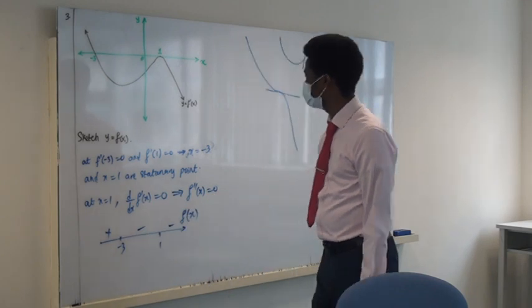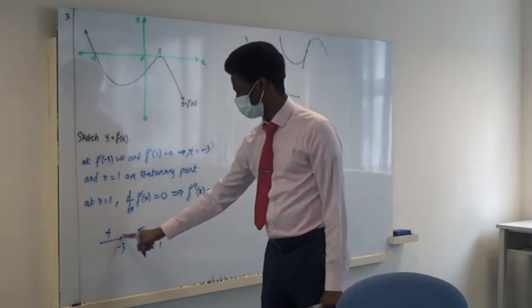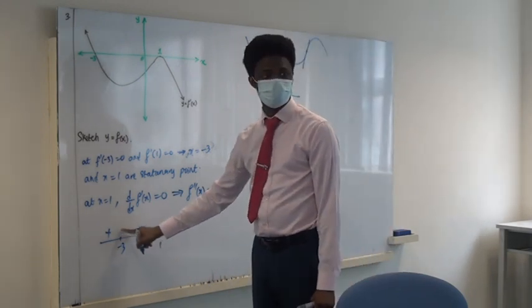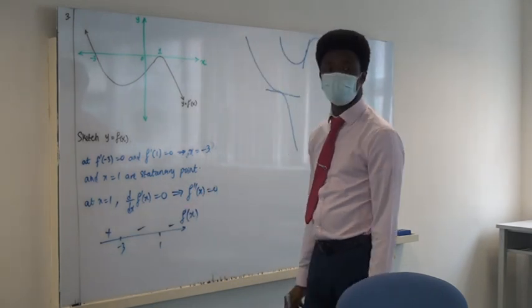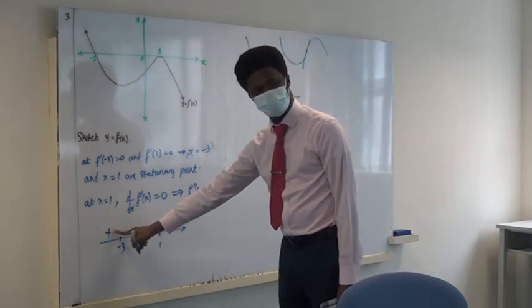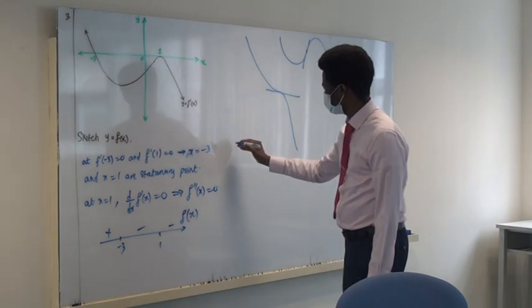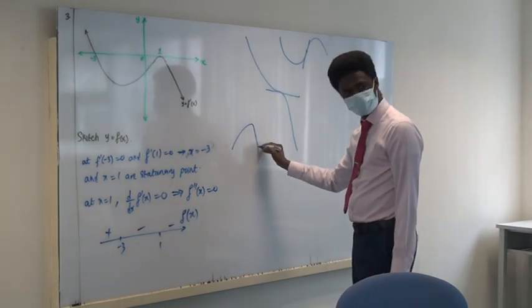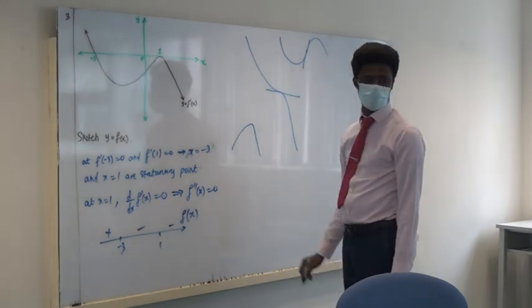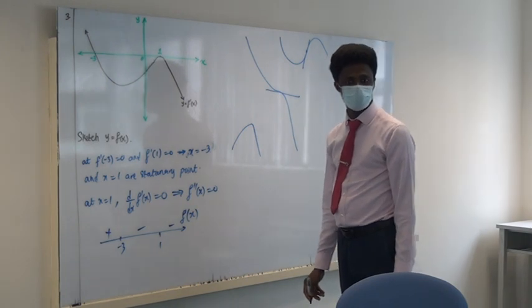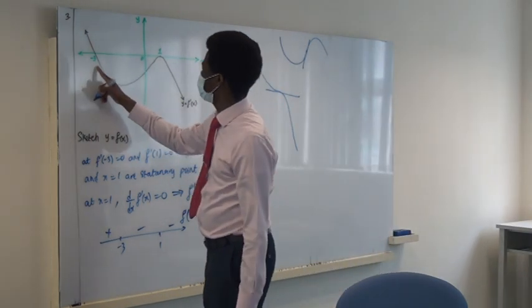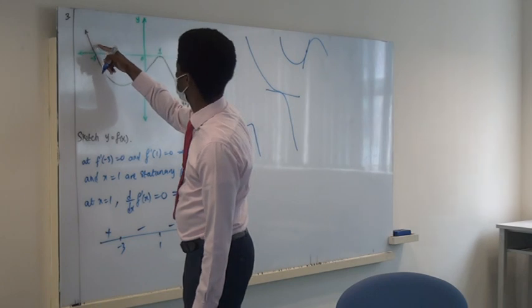Where? There's a change here. Yes. Right? So this indeed is a turning point. So gradient was positive, then gradient was negative. So it's indeed a maximum point. Alright? So there's a maximum point at this point, x is equal to 3.